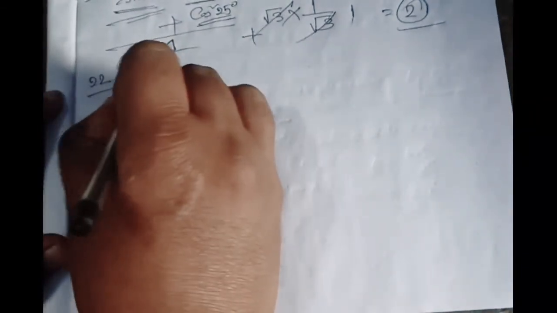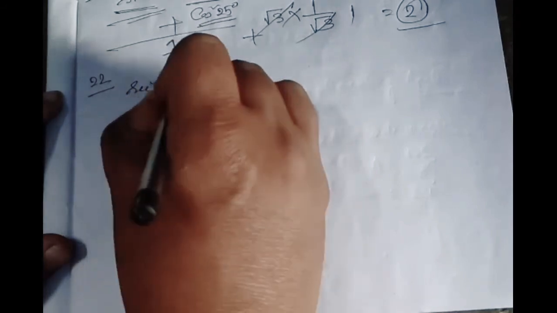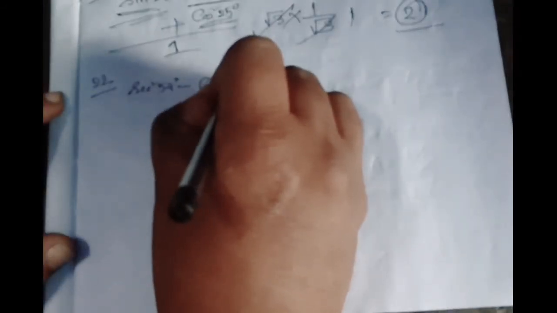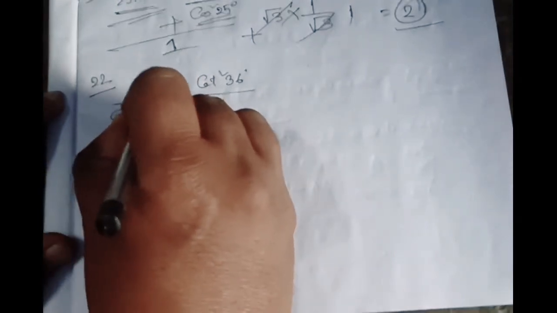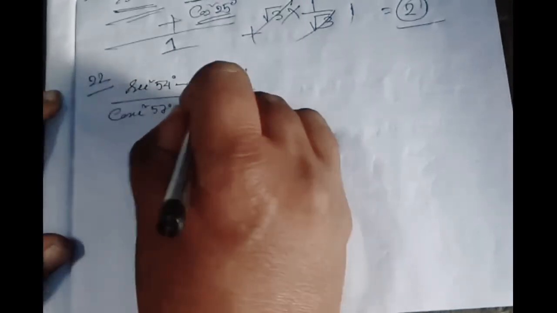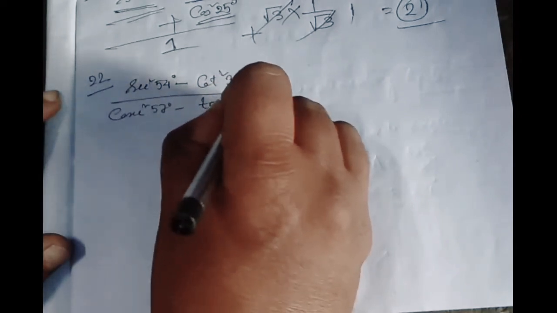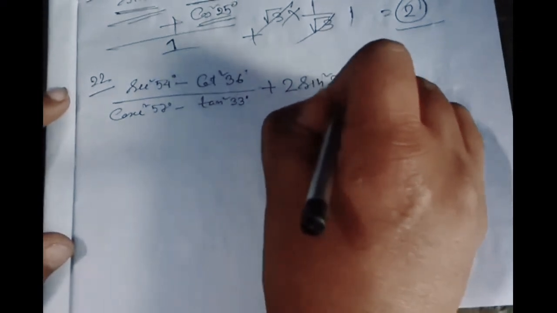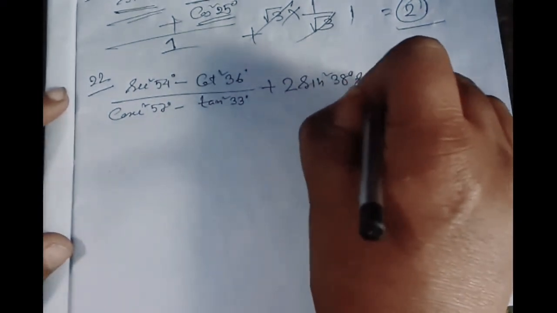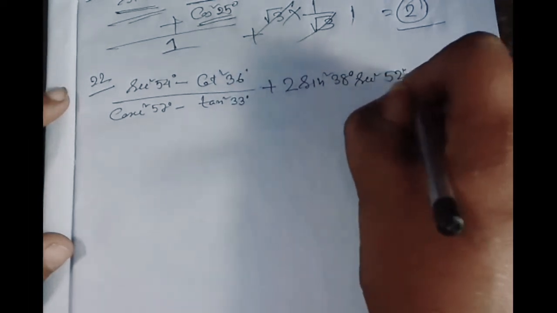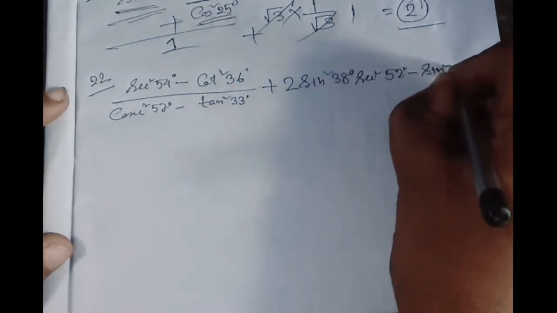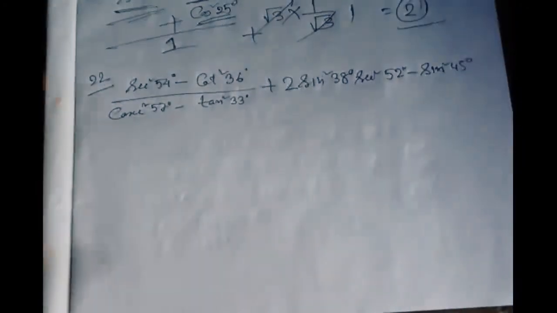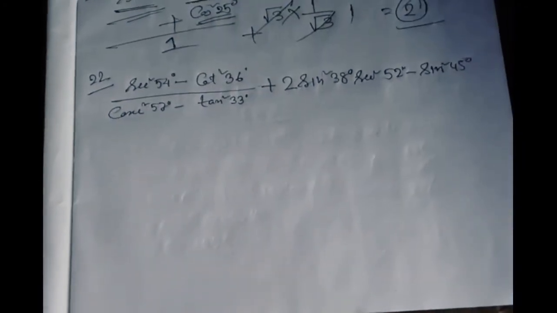Question number 22. Sec square 54 degree minus cot square 36 degree divided by cosec square 57 degree minus tan square 33 degree plus 2 sin square 38 degree sec square 52 degree minus sin square 45 degree. This value we have to compute.